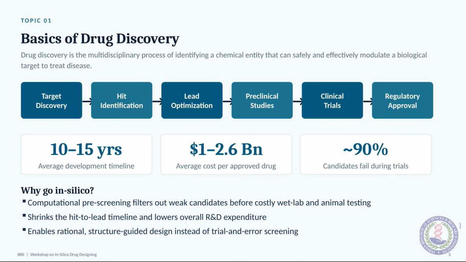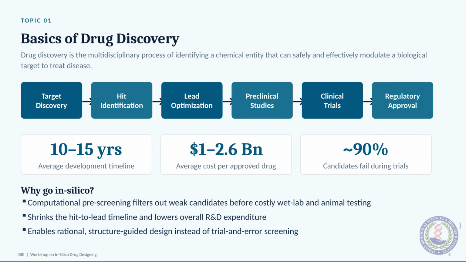Drug discovery is the multidisciplinary process of identifying a chemical entity that can safely and effectively modulate a biological target to treat disease. The pipeline moves from target discovery to hit identification, lead optimization, preclinical studies, clinical trials, and finally regulatory approval. This typically takes 10 to 15 years, costs between $1 and $2.6 billion, and around 90% of candidates still fail during trials. This is exactly why we go in silico.